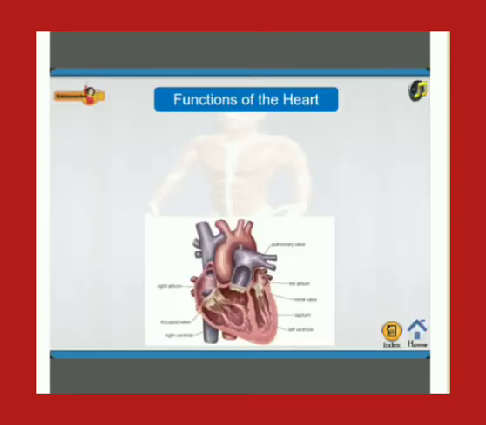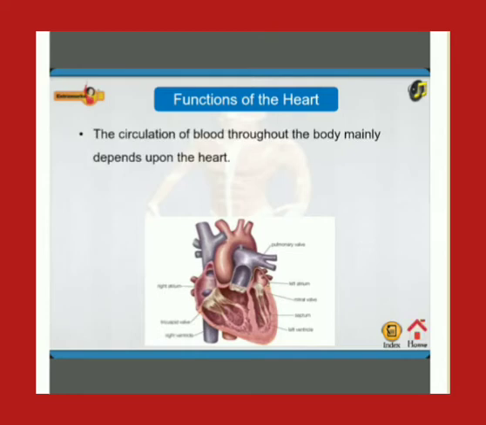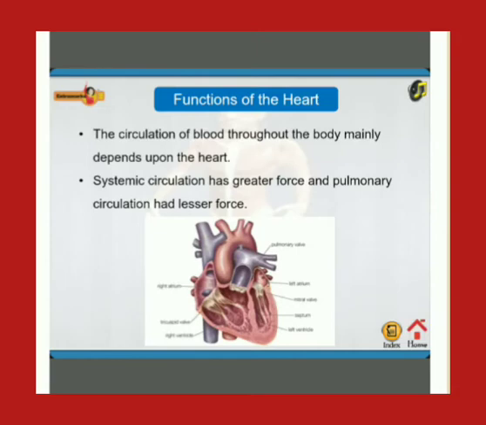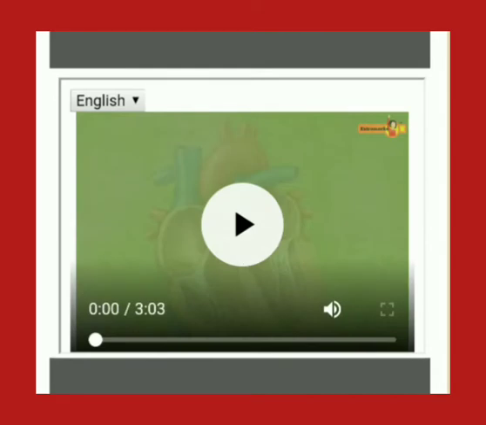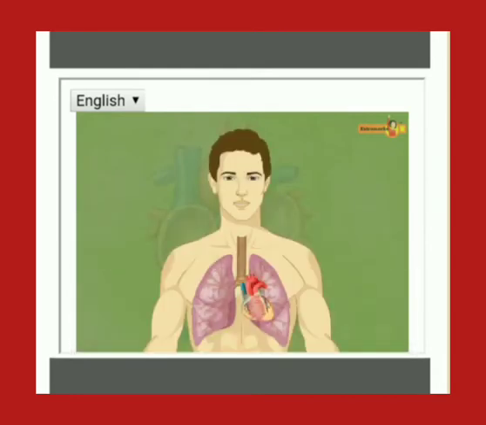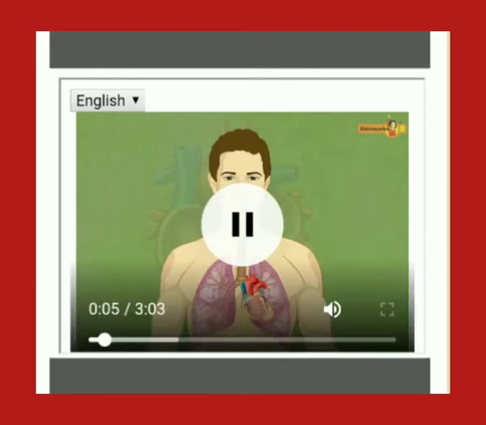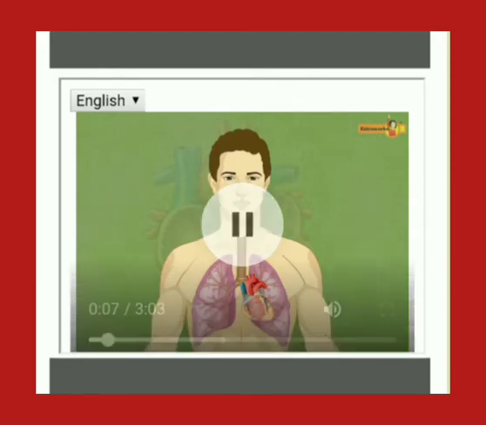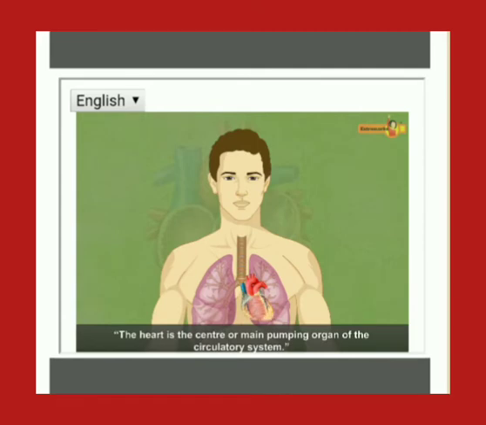The circulation of blood throughout the body mainly depends upon the heart. Systemic circulation has greater force and pulmonary circulation has lesser force. The flow of blood within the body is called blood circulation. Heart is the main pumping organ of the circulatory system.